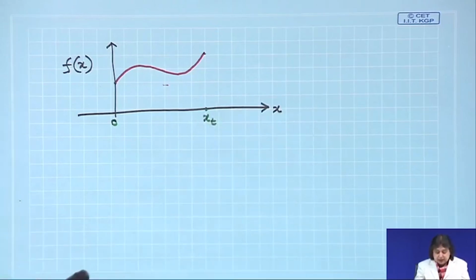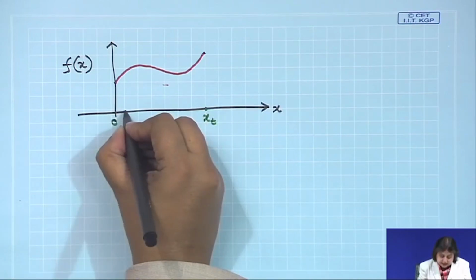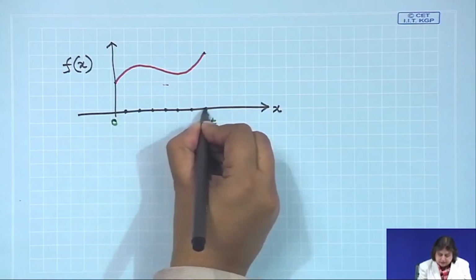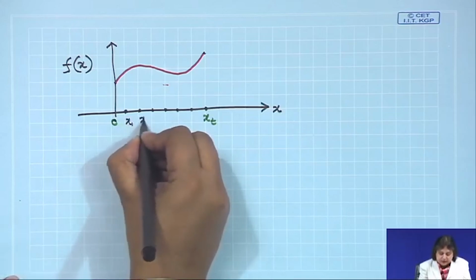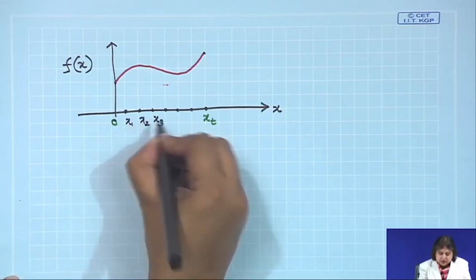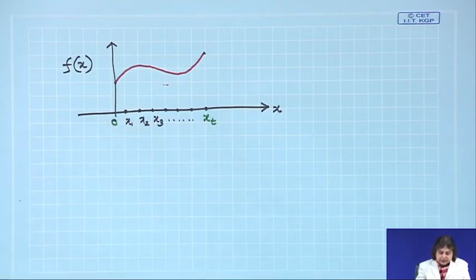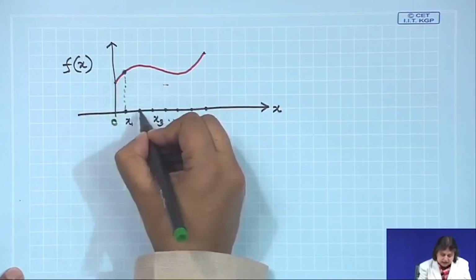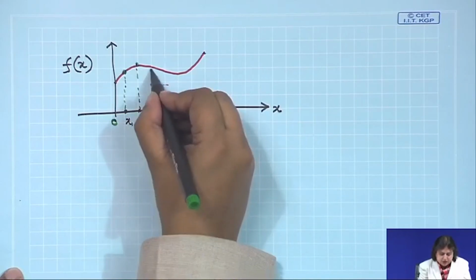So, basically what we are looking at here is that we have discretized the x direction into a few different values like x 1, x 2, x 3 and so on and so forth. And what we can do is find the corresponding values of f of x at these points. Now, why is this discretization important?